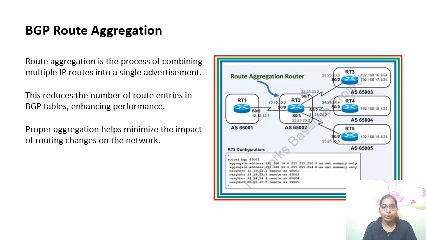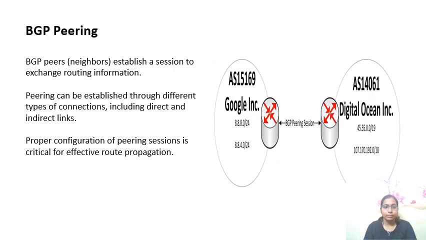Route aggregation router. Route 1, Route 2, Route 3, Route 4 and Route 5. From Route 1 to Route 2 there is a connection, from Route 2 to Route 3 there is a connection, and from Route 2 to Route 5 there is a connection. This is known as the route aggregation router diagrammatic representation.